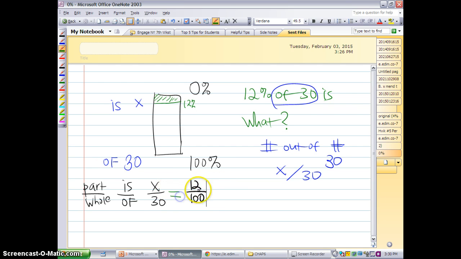So there's my two ratios. Now I'm going to make them equal. So this is my proportion. So I've set up my problem. Now I'm going to cross multiply and find my answer. So let's go back to the homework number 2.